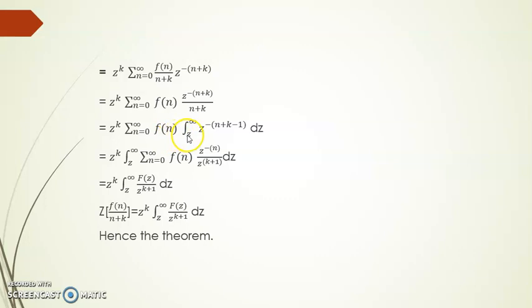Integral. The summation sign is a constant with respect to the integral, so take this summation sign inside the integral sign. So Z transform of f(n) upon (n plus k) equals z power k, integral from z to infinity, f(z) upon z power (k plus 1) into dz. This term becomes the definition of Z transform. We write summation n equal to 0 to infinity f(n) z power minus n. That is the definition of Z transform, and its value is f(z) upon z to the power (k plus 1) into dz. Hence the theorem.